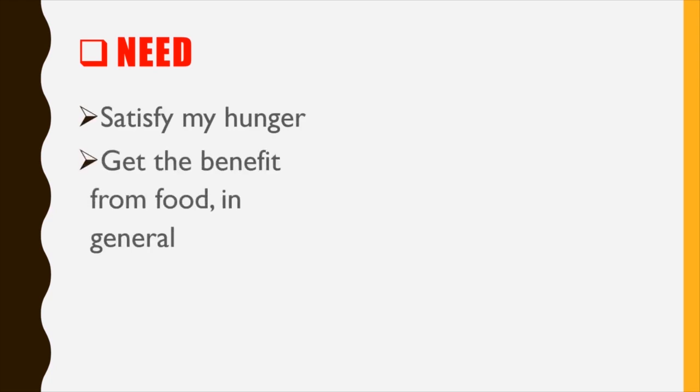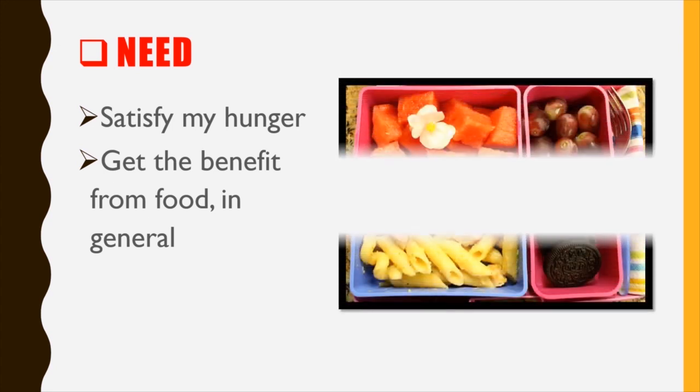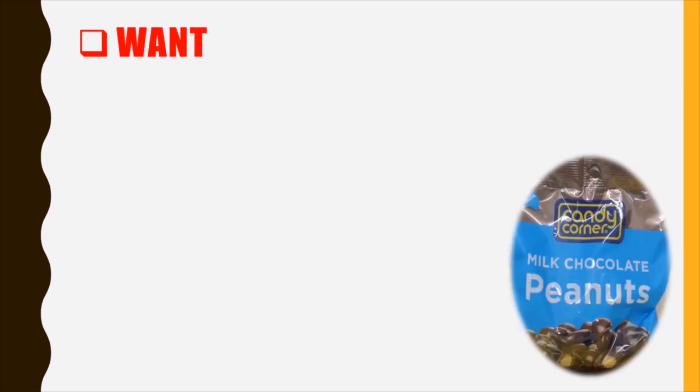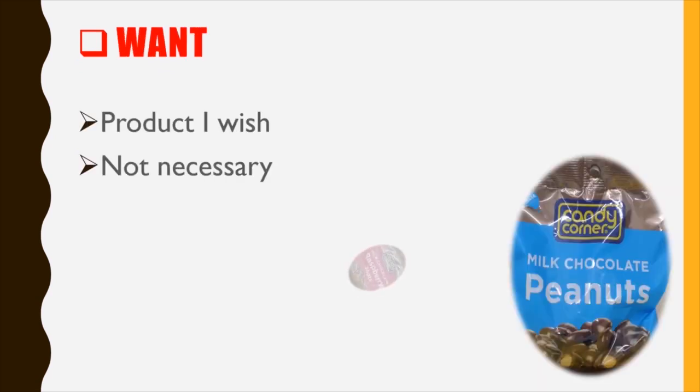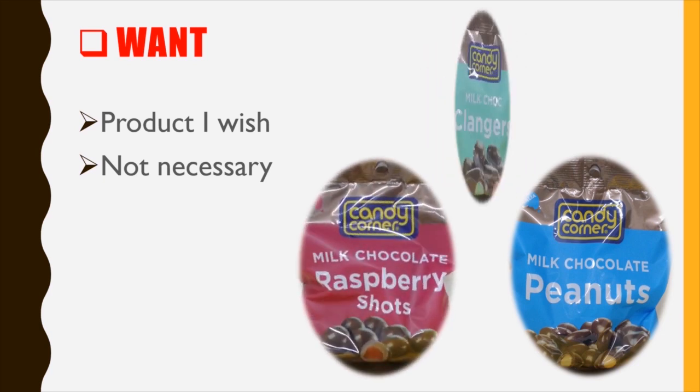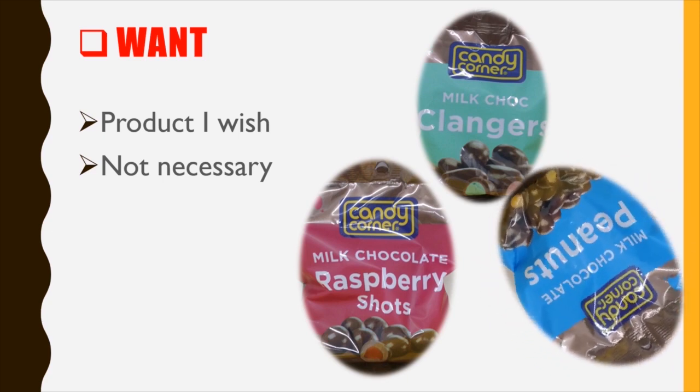Now, I'll show you what a need is. The need is to satisfy my hunger and get a benefit from the chocolate, whether functional or emotional. Most of the time it could be satisfied by other products, but then we have a want. That is the desire for the chocolate that sometimes is not necessary, but something I wish for, because I could satisfy my need for food with a healthier product, but I like chocolates.